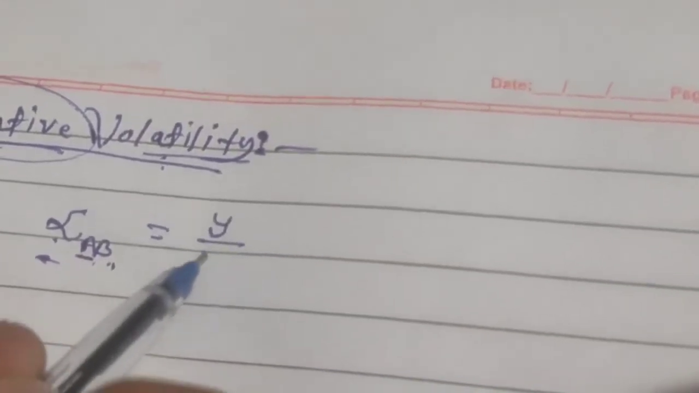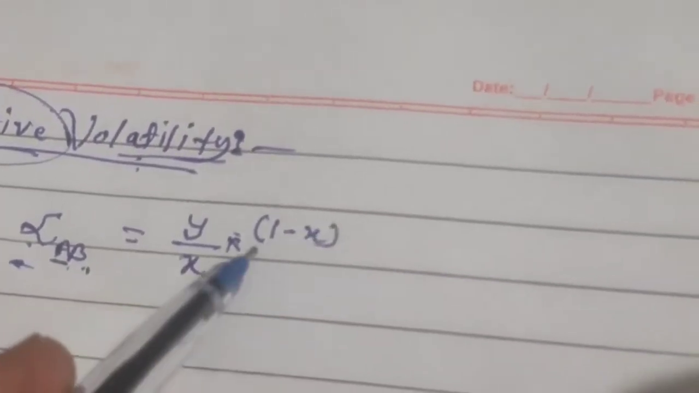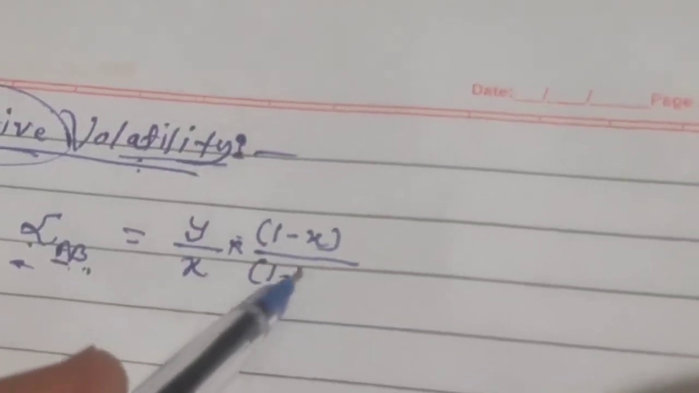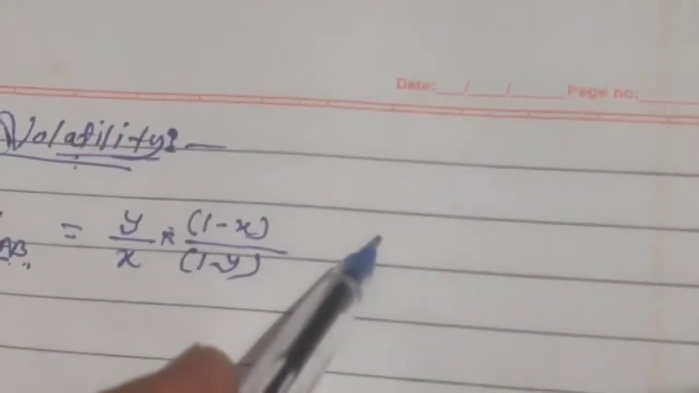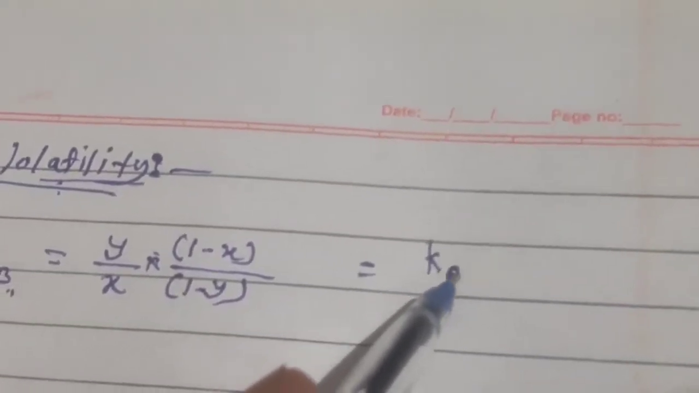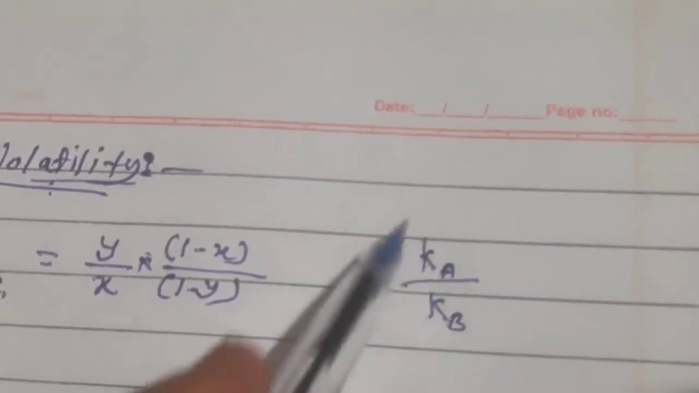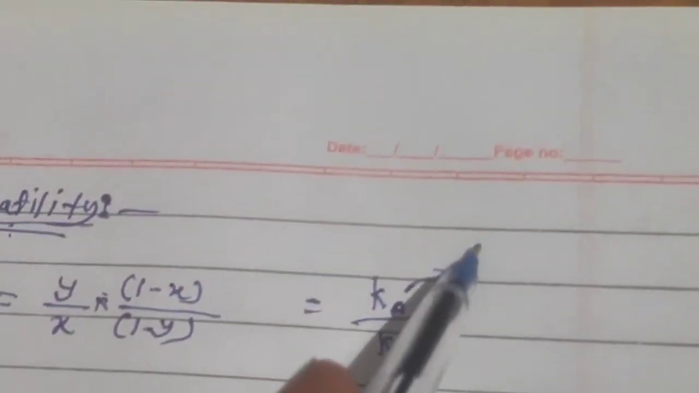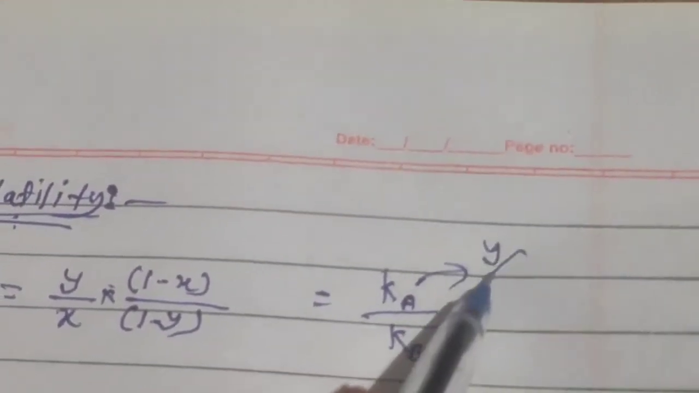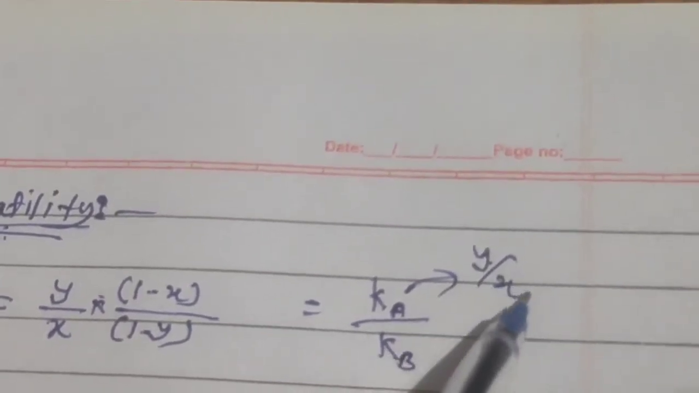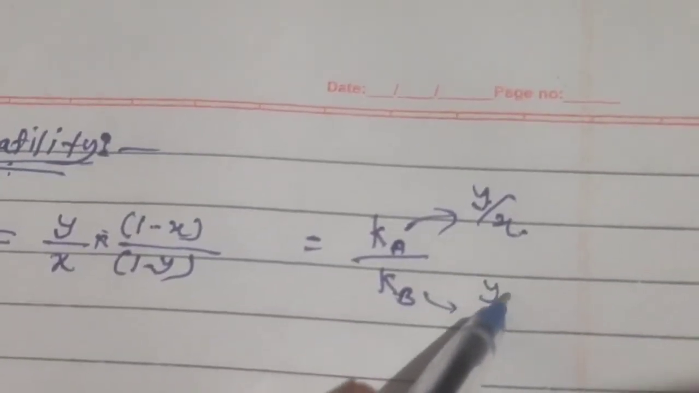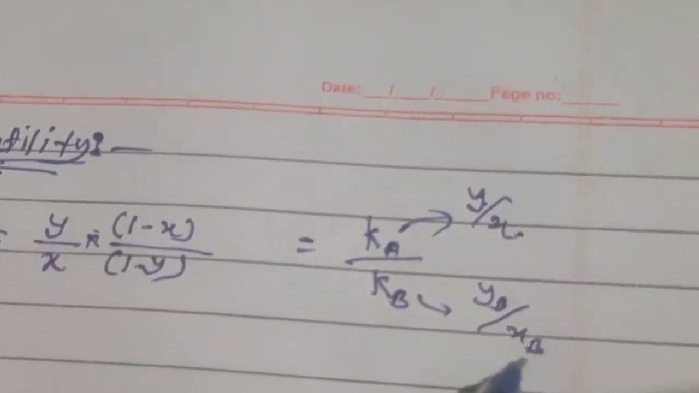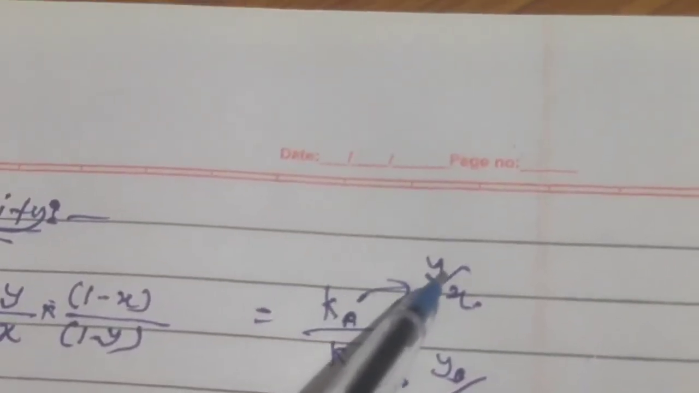So how is it defined? Alpha AB, the relative volatility, is defined by, I'm going to state the formula first, because the formula is very important. Remember this: y by x, multiplied by (1 minus x) divided by (1 minus y). That's how it's defined. Actually it is defined as the K value of A divided by the K value of B. The K value is nothing but y by x: y of A divided by x of A, and y of B divided by x of B.